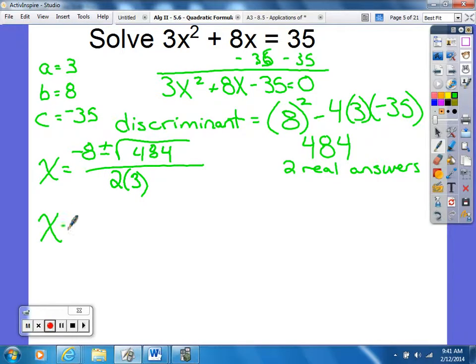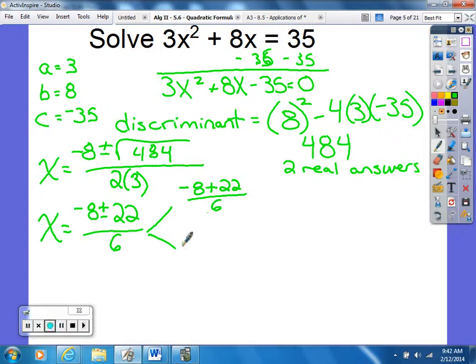So I'm going to rewrite this. X equals negative 8 plus or minus 22 over 6. Let's go ahead and simplify that. Now you can use the calculator for whatever you'd like here, but please do 2 times 3 in your head. And now we're going to break this up. On top, I'm going to write negative 8 plus 22 divided by 6. And for the second one, I'll write negative 8 minus 22 divided by 6. Does that make sense? Okay, I just broke up top one's positive, bottom one's negative.